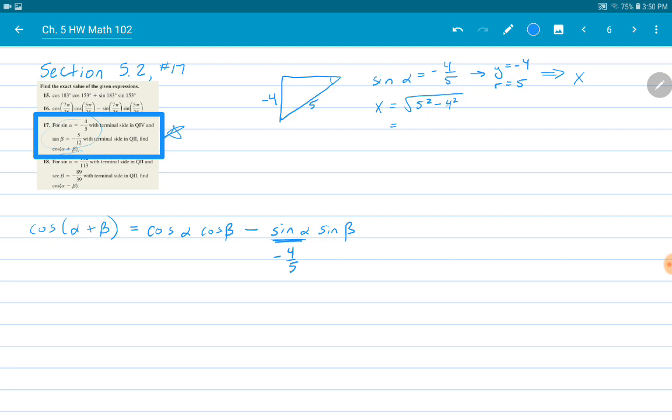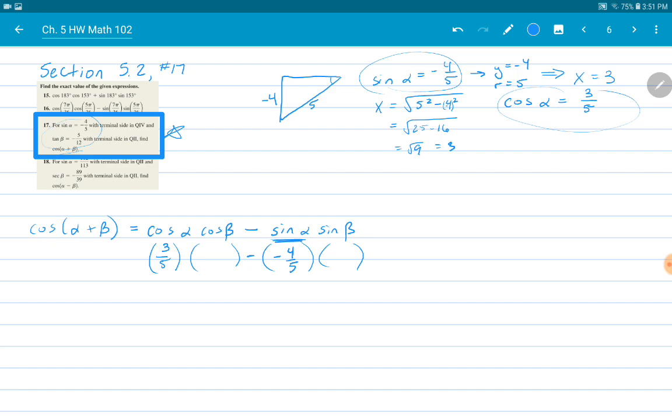which is, I'll do a negative there, even though that negative doesn't matter since I'm going to square it. Square root of 25 minus 16, which is square root of 9, which is 3. So x equals 3. And that tells me that cosine of alpha will be 3 over r. I'm sorry, x over r, which is 3 over 5. So that I can fill in over here now for cosine of alpha. I still need the information about beta. I have everything I need about alpha. They gave me sine, and then I used that information to find cosine.